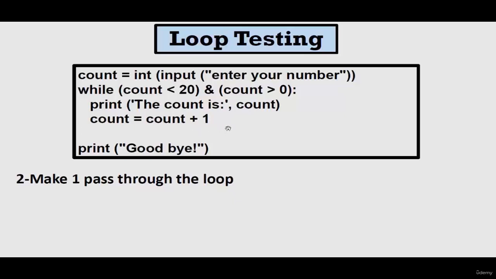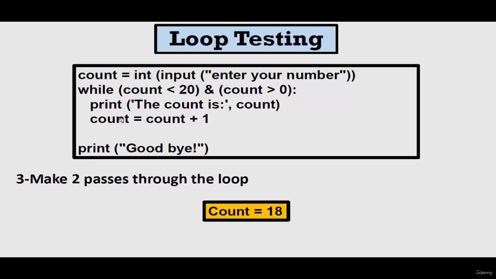We said that if count is smaller than 20, count is count plus 1. So if count equals 19, 19 will be printed because it is smaller than 20 and greater than 0. But when 1 is added to it, it will become 20 and it will skip the loop. So here we pass through the loop one time. Then we want to pass through the loop two times. How do we do that? By using the number 18. 18 will be printed, then plus 1 is 19, it will be printed, then plus 1 it will be 20, it will not be printed.